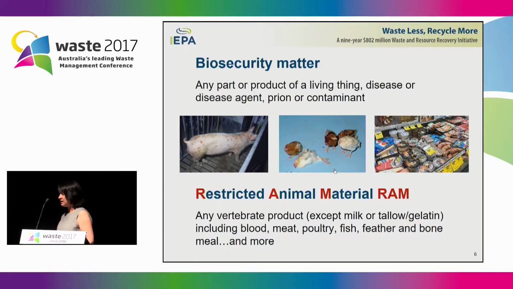The second one is restricted animal material, or RAM as we refer to it. Now it's any vertebrate product except milk or tallow, gelatin. It includes blood, meat, poultry, fish, feather, bone meal. There's a whole list of things.